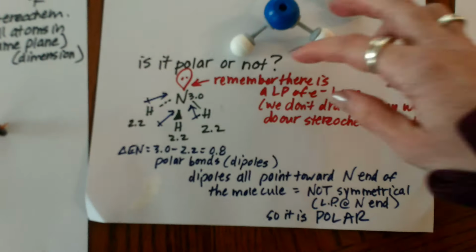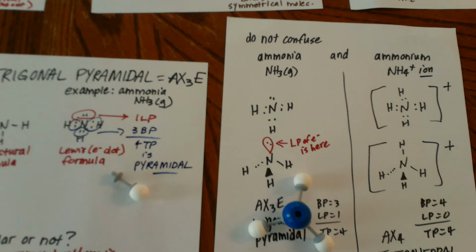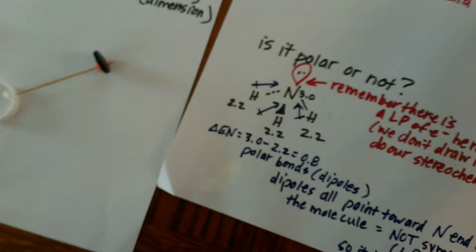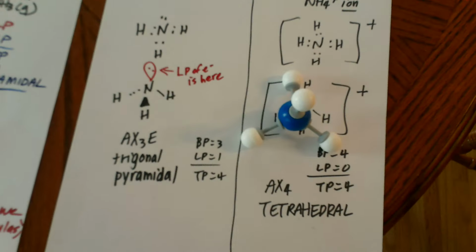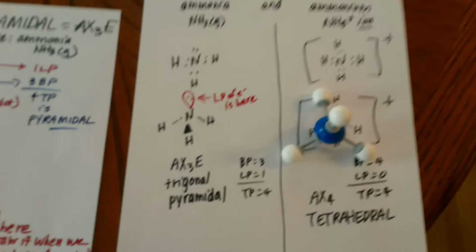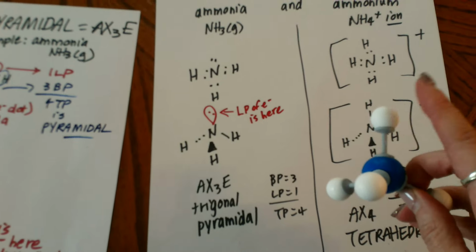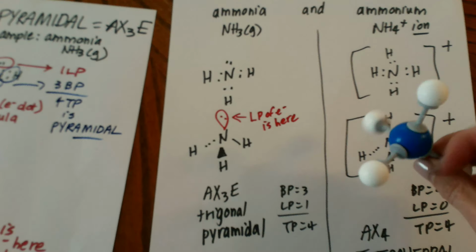Now, just as a reminder, do not mix up ammonia. Here's ammonia, NH3, that's the molecule, it's pyramidal, with the molecule ammonium. Now ammonium, look, I just made ammonium. What did I do? I added a hydrogen on top, and now it has an extra H plus, and that's why it has a positive charge.